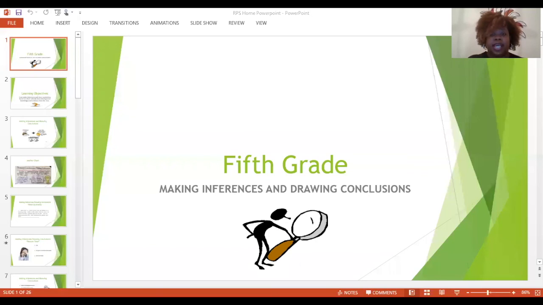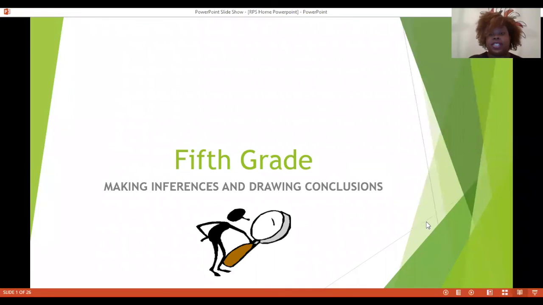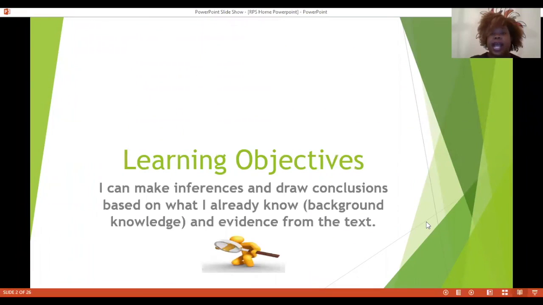So as I said, we are making inferences and drawing conclusions. And our learning objective this week is: I can make inferences and draw conclusions based on what I already know, my background knowledge, and evidence from the text. So I want you to think about that. What does that mean to you? Because we draw conclusions and make inferences every single day.